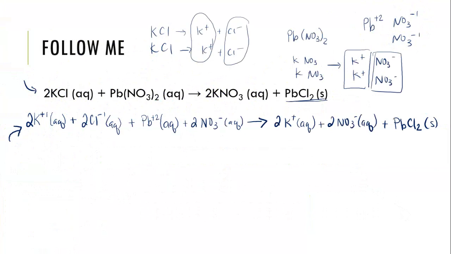So for example, I see 2 K pluses right here. I also see K pluses right here. They're both aqueous. So what we're going to do is just simply cross them out. You don't have to box them. I just did it to point them out.